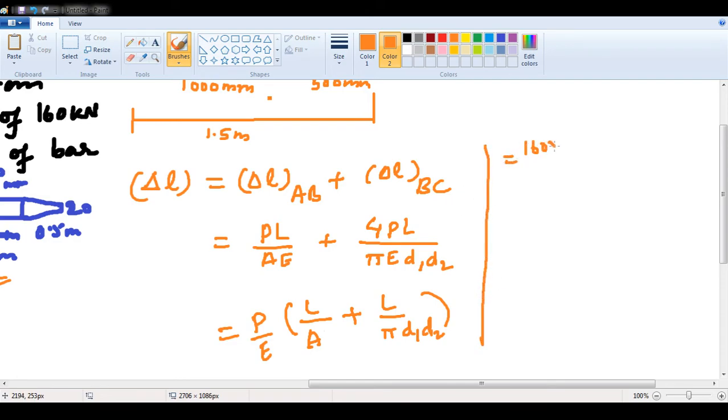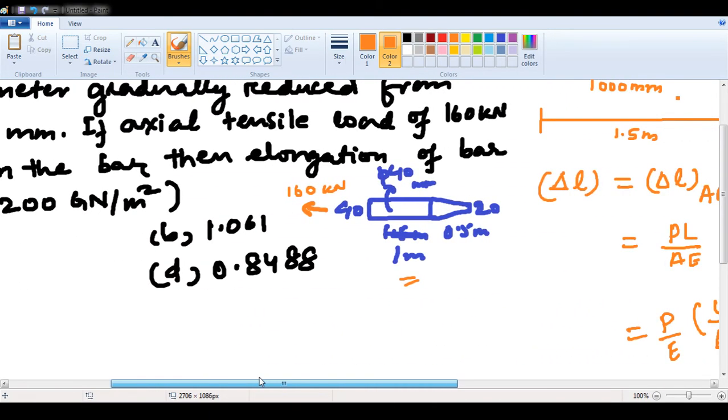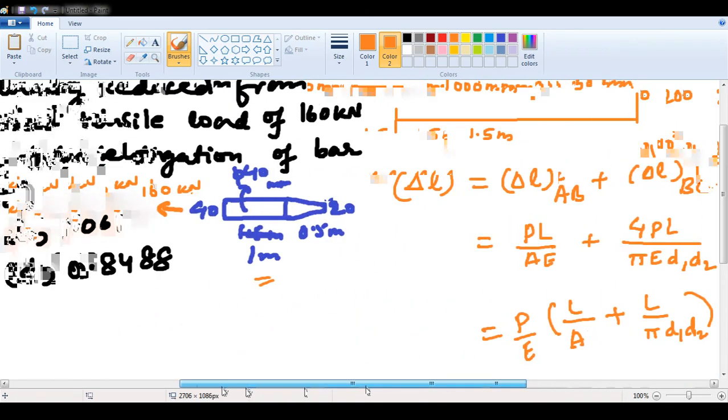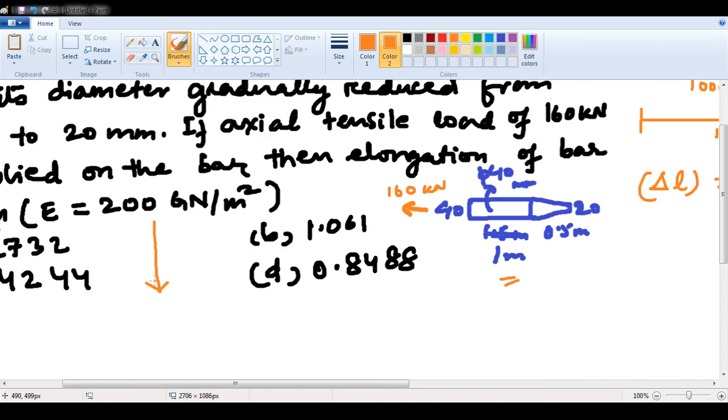So this will be P is 160 kilonewton, that is 160 into 10 to the power 3. E is how much? E is 200 giganewton per mm square. So this will be 2 into 10 to the power 5. Then this is L, 1000. How did I make this? Have you understood this? We are converting everything in terms of what? Mm. So what is given here? 200 giganewton per meter square. So I can write it as 200 into 10 to the power 9 Newton per meter square.